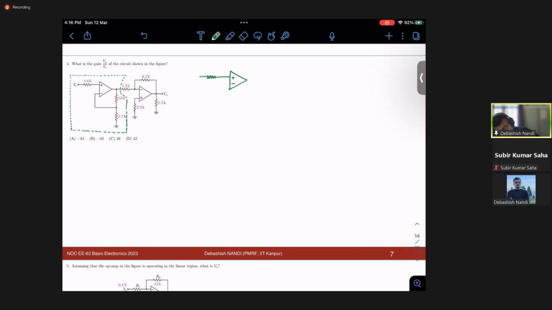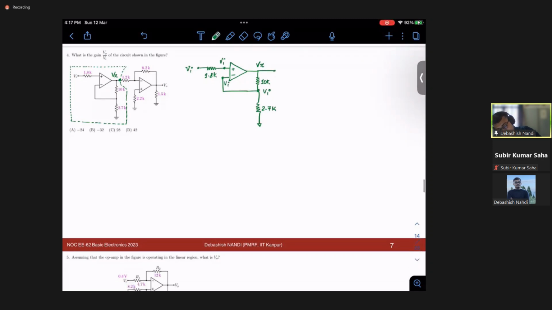Let's say at this point the voltage is Vx, and this is your 10K, this is 2.7K, this is 1.8K. This is your Vi. This remains Vi because no current is flowing into the op-amp, since it is an ideal op-amp. And you can satisfy yourself that this is in negative feedback by the same method I discussed earlier. So this voltage will also be Vi, which means this point will also be Vi.